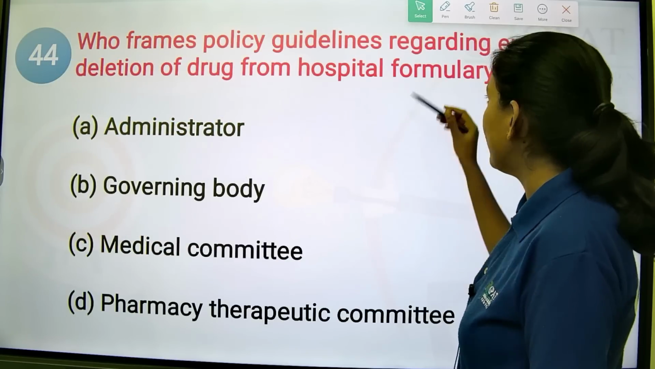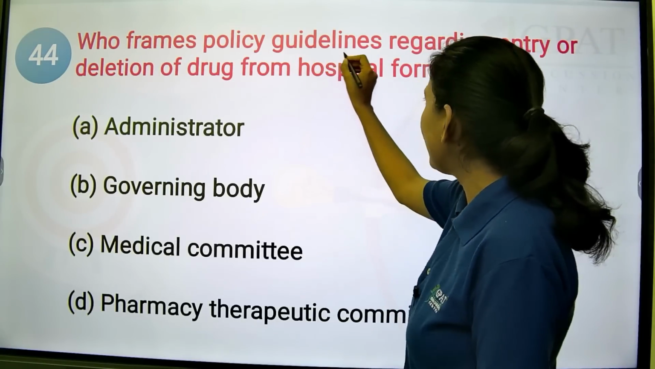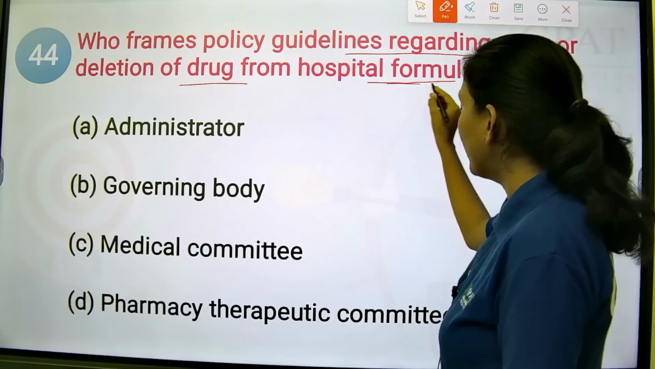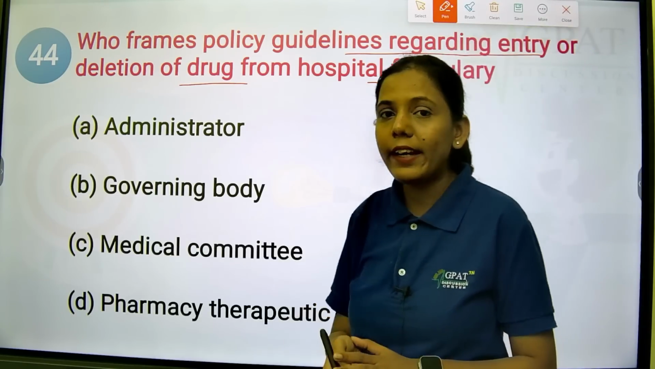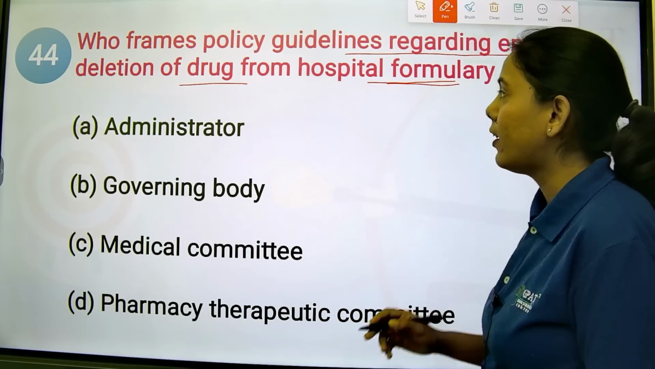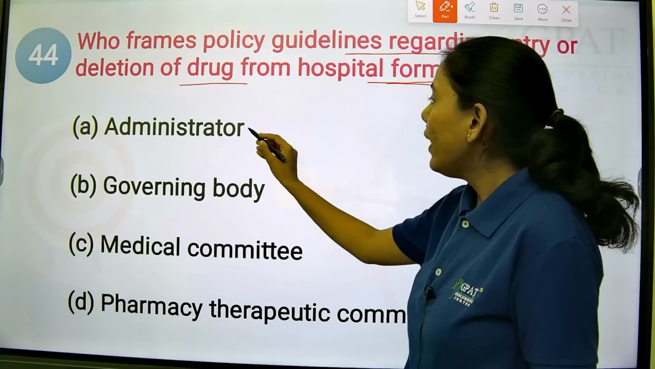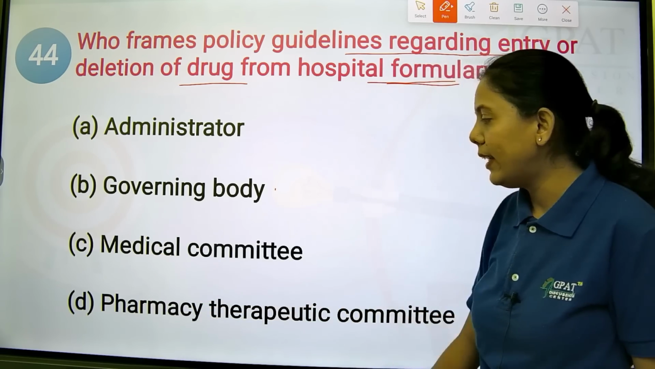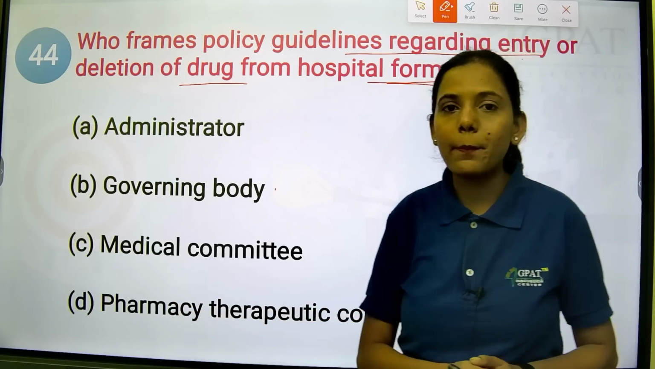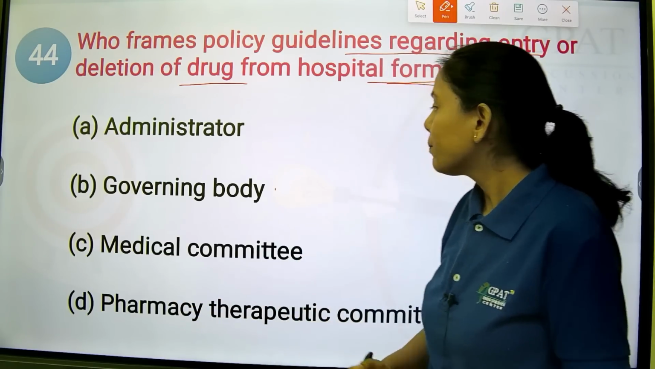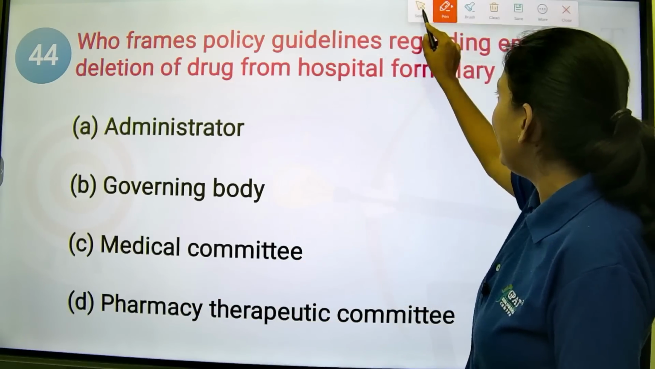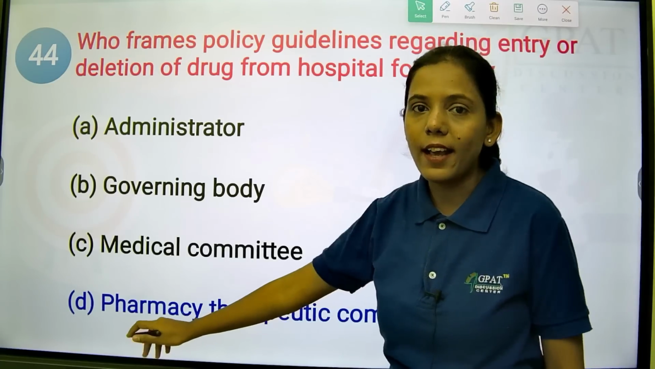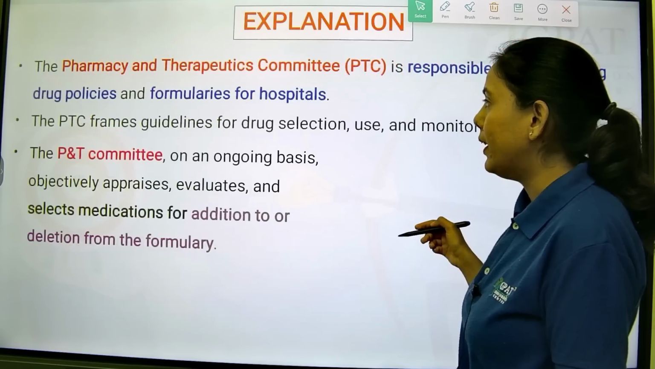The next question is, who frames policy guidelines regarding entry or deletion of drugs from hospital formulary? There are certain guidelines that decide the deletion and the entry of the drugs into the hospital. A is administrator, B is governing body, option C is medical committee, option D is PTC, that is Pharmacy Therapeutic Committee. Yes, PTC decides the entry and the deletion of the drug from the hospital formulary. So PTC is the right answer.